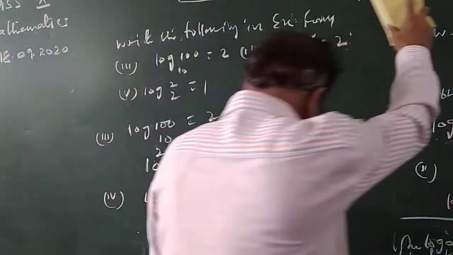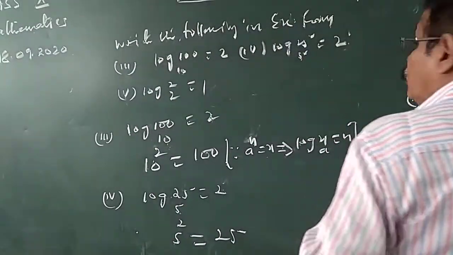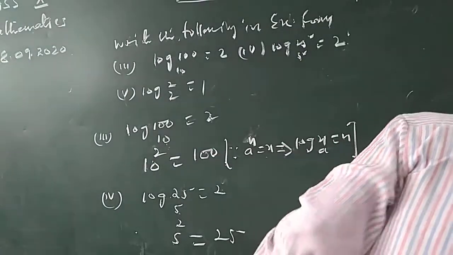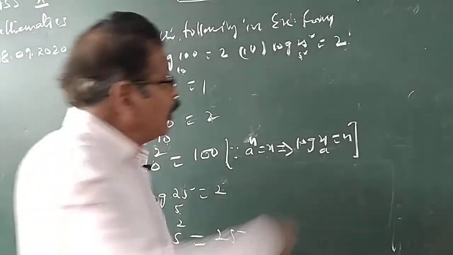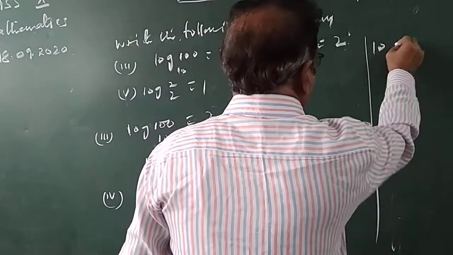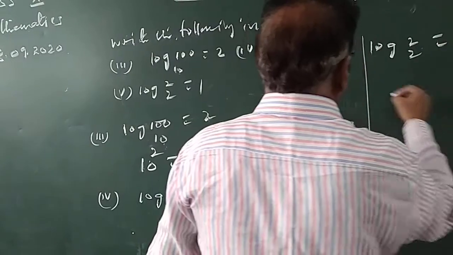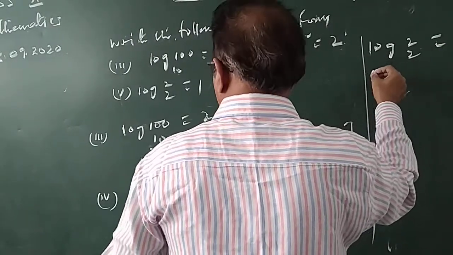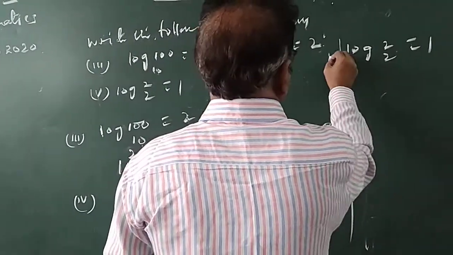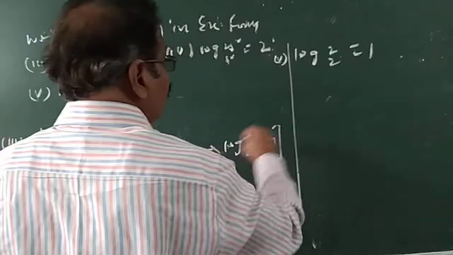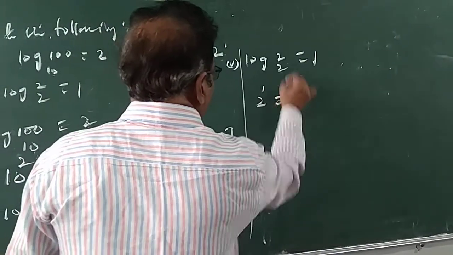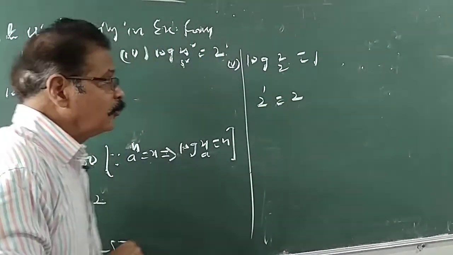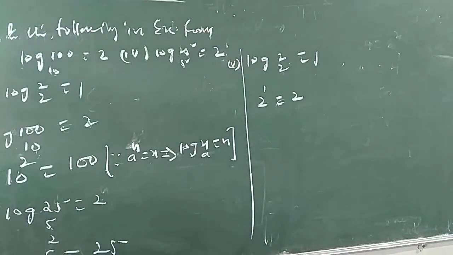So, next one: log 2 base 2 equal to 1. Log 2 base 2 equal to 1, change into exponential form. This is the fifth bit. Write in exponential form. The base is 2. 2 power 1 is equal to 2. So log 2 base 2 equal to 1.